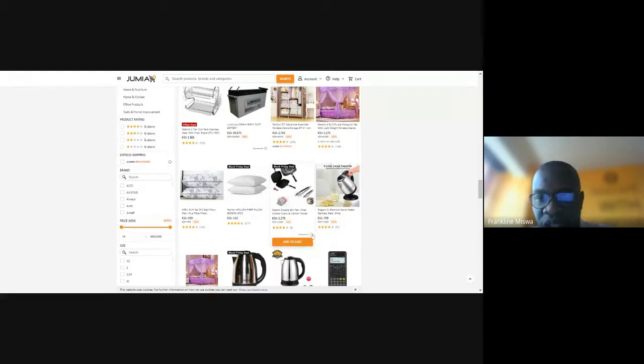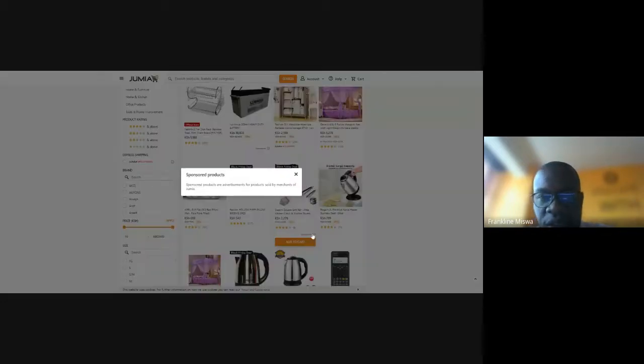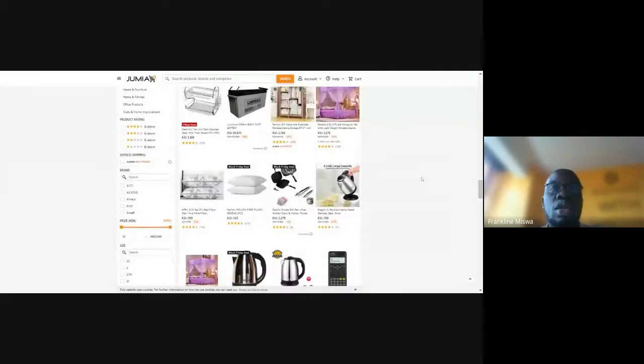The only difference is that you will see the tag sponsored, advertising sold by merchants on Jumia with a clear definition. So let's go to an actual sponsored product and see how we can create a campaign.